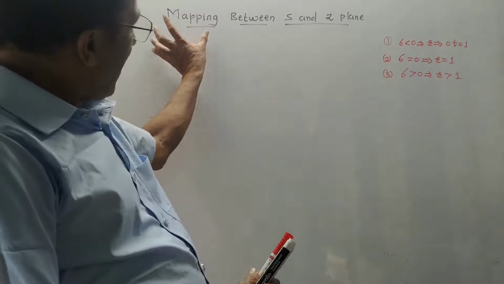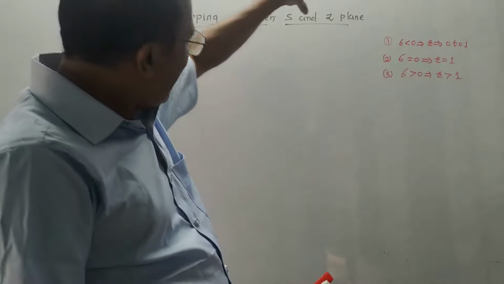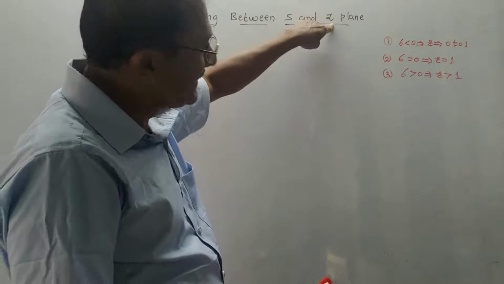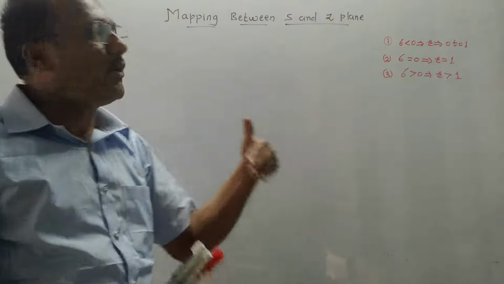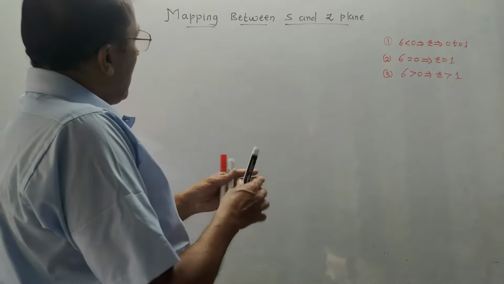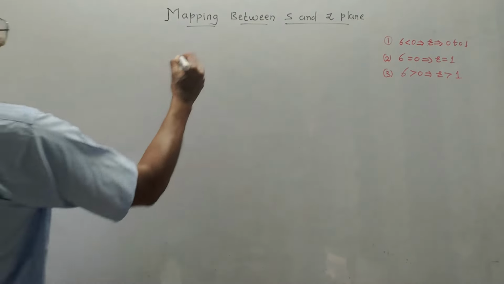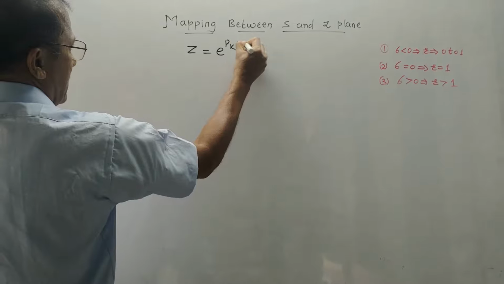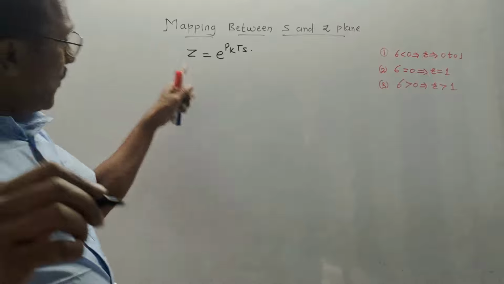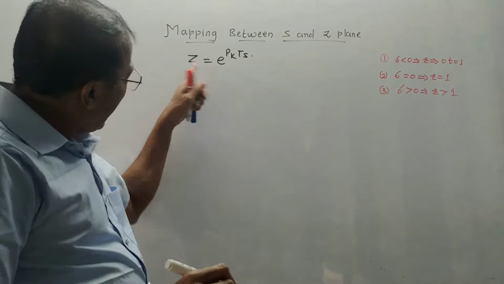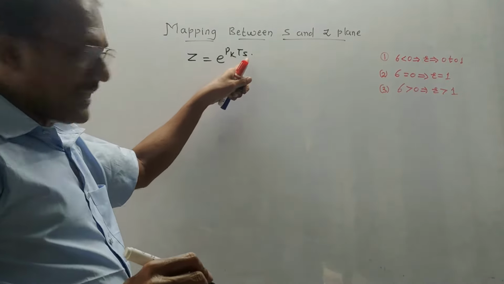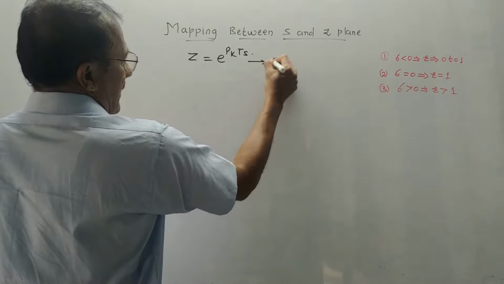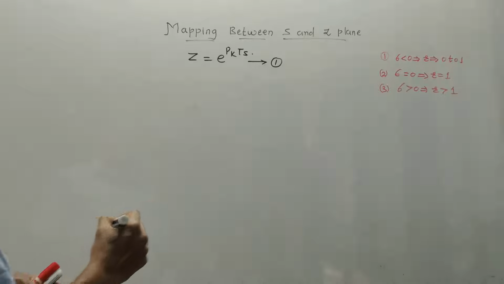The next part is mapping between S and Z plane. S is the Laplace domain which is used for designing of analog filters. Z is the Z domain used for designing of digital filters. The derivation starts with the equation Z is equals to e raised to pk ts. Just now we discussed poles of digital filters are located at this value. Z is equals to e raised to pk ts. Ts is the sampling time. Say equation number 1.